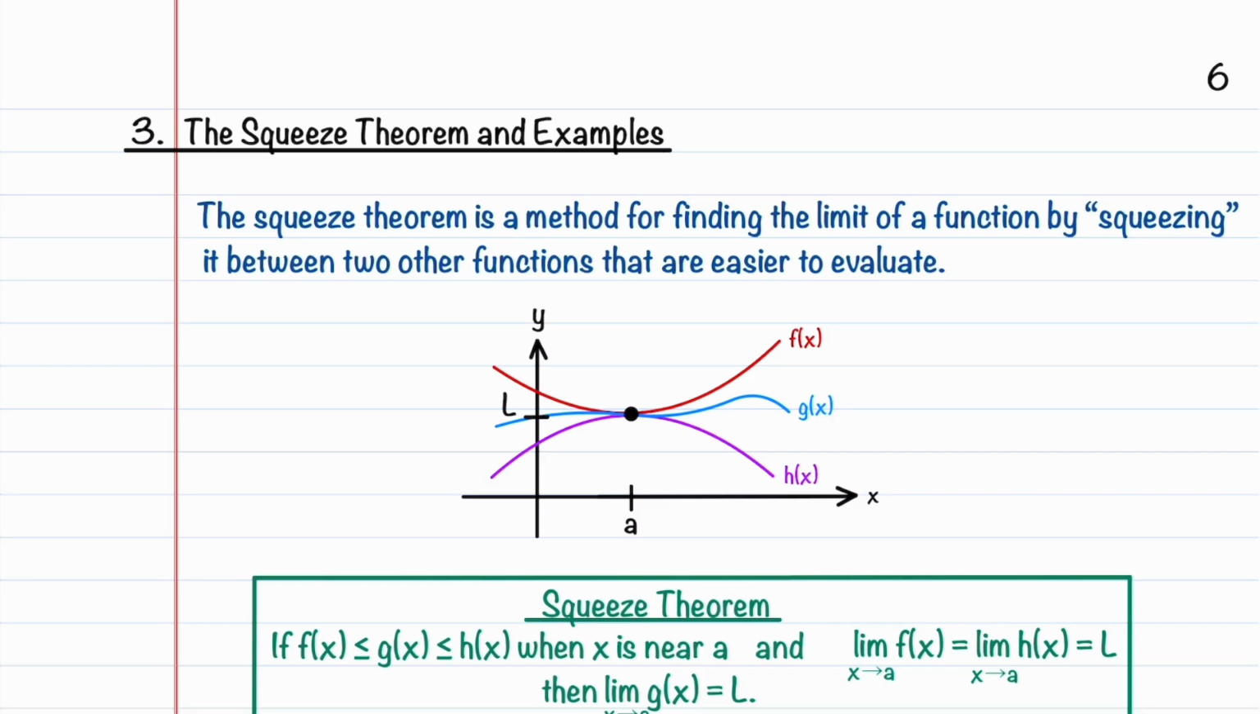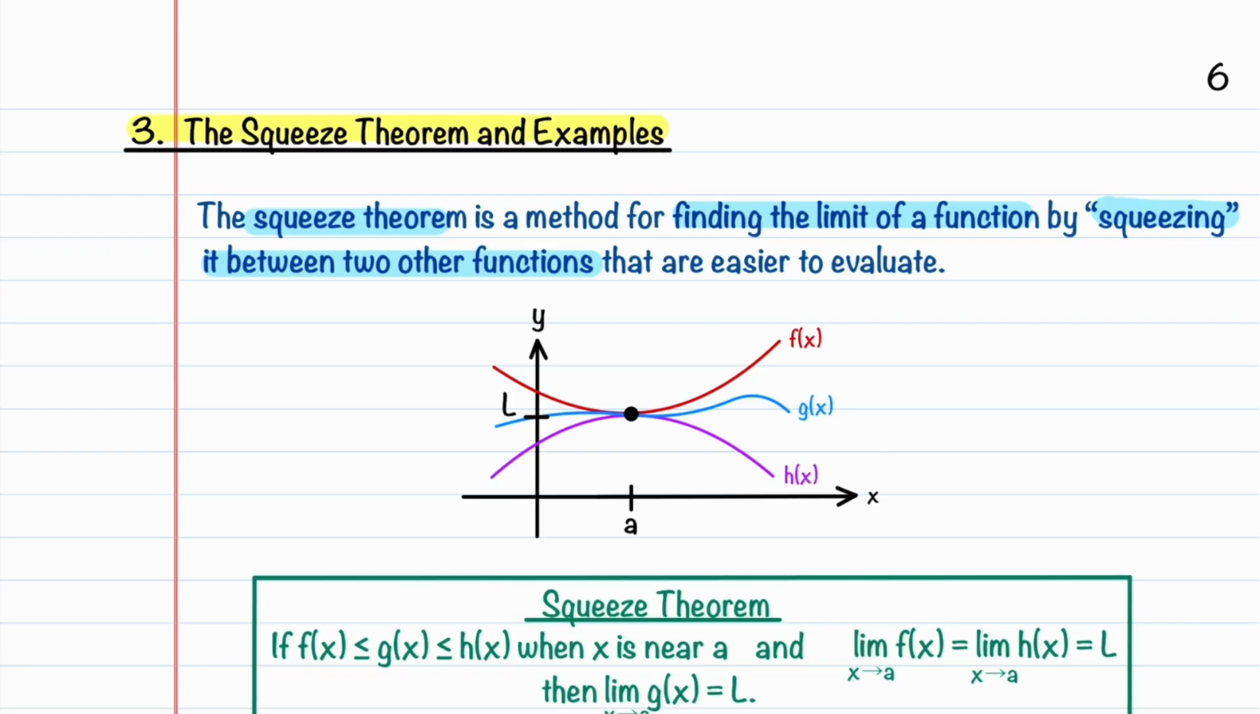Sometimes when you're evaluating limits, direct substitution or algebraic techniques don't work. When this happens, you can try using the squeeze theorem to evaluate a limit. The squeeze theorem is just a method for finding the limit of a function by squeezing it between two other functions that are easier to evaluate. Let's look at our graph.